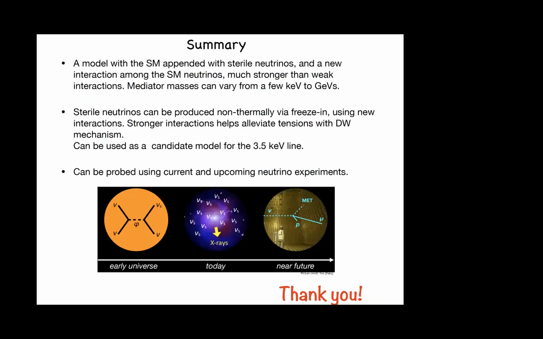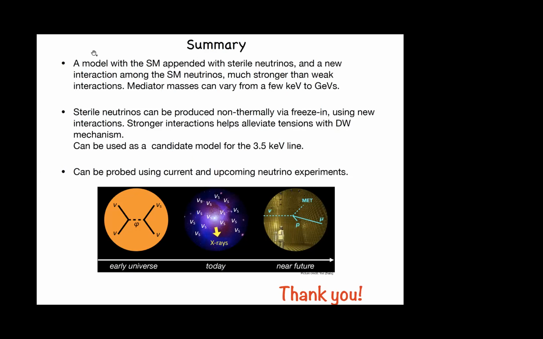So in summary, what I tried to propose here is a model where the standard model is essentially appended with sterile neutrinos, and then you propose a new interaction among the sterile neutrinos, which is much stronger than the standard model weak interactions. Now, these new interactions can either be mediated by a scalar or by a vector, and their masses can vary between a few keV to tens of GeV.